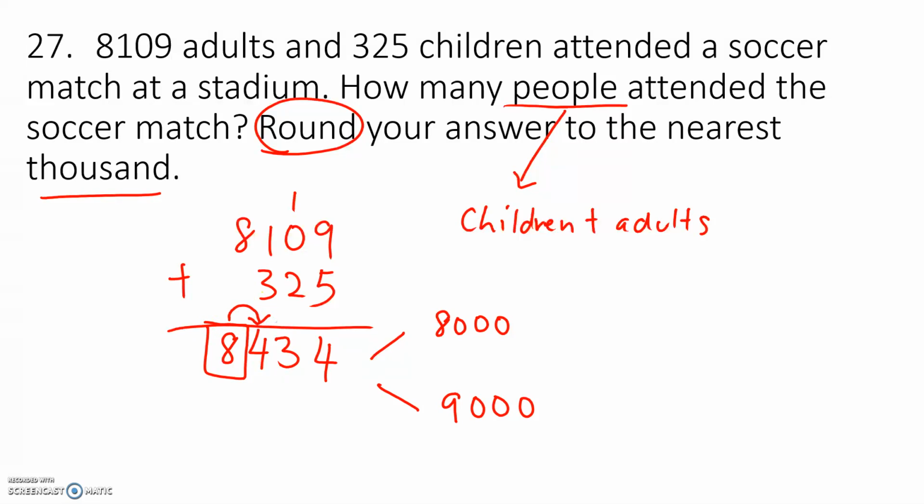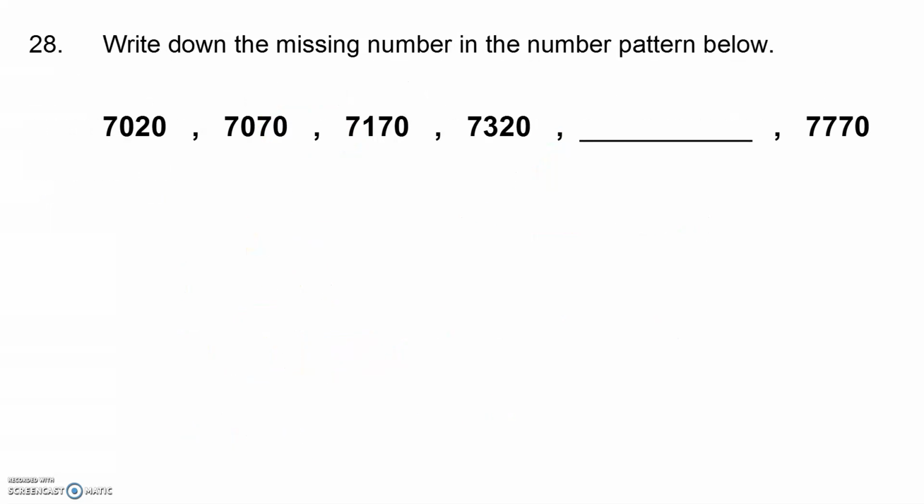It's a digit 4. So it seems that it is closer to 8,000. So we're going to round this number to 8,000 as the final answer. Okay, alright, our favorite number patterns.